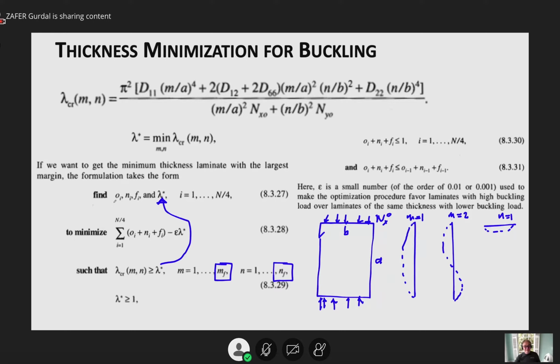We don't know what the stacking sequence is. But we're going to minimize the weight, which is the sum of the rho_i and f_i, i from 1 to N over 4. The only thing is, we also want this lambda not to influence this equation in an adverse way. So we subtract from this weight a small percentage, say 0.001 of lambda star, which we are trying to determine, to minimize this, so that we're also enforcing the condition that lambda star is simultaneously optimized, even though we're looking for its smallest value out of the lambda critical ones. So this is going to be the design problem that we're going to tackle.